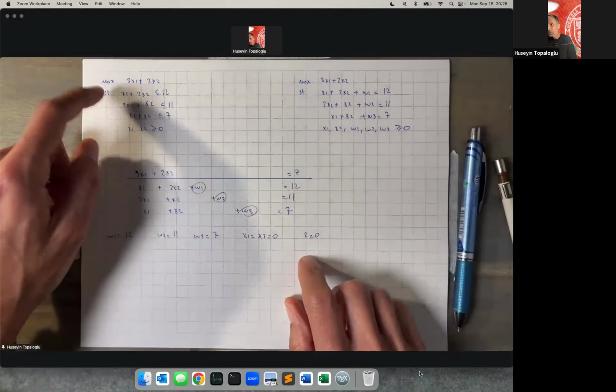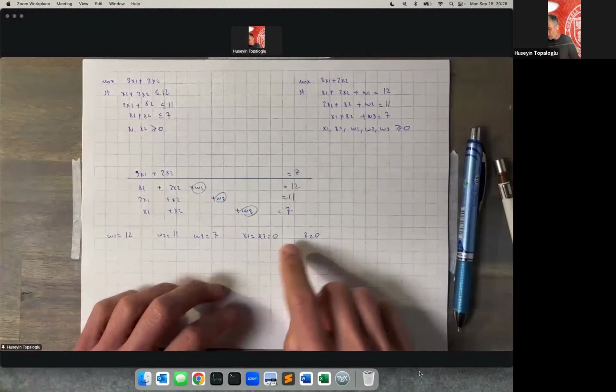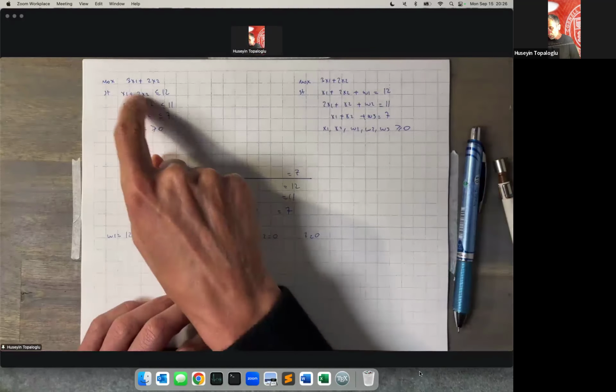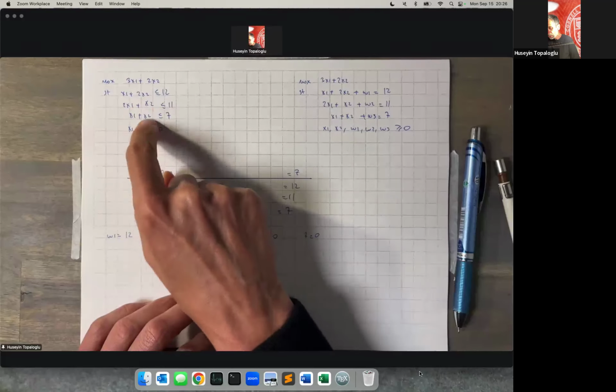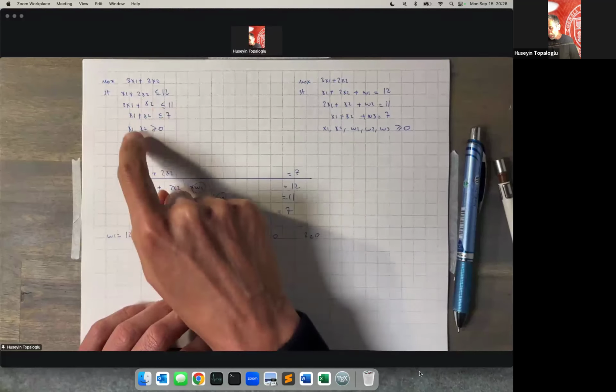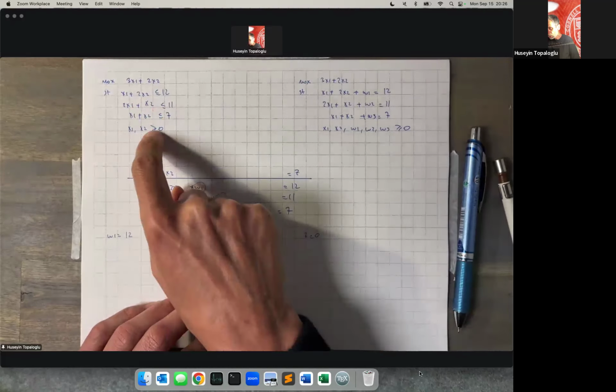Let's check against the version that has inequality constraints. x1 and x2 are 0. 0 plus 0 is less than or equal to 12. This is satisfied. 0 plus 0 is less than or equal to 11. 0 plus 0 is less than or equal to 7. And 0 is greater than or equal to 0, for both variables.